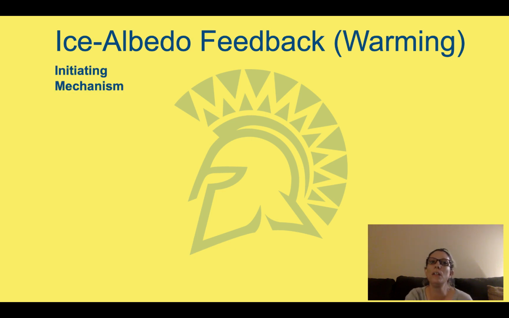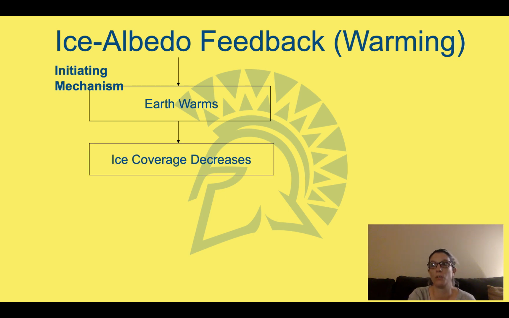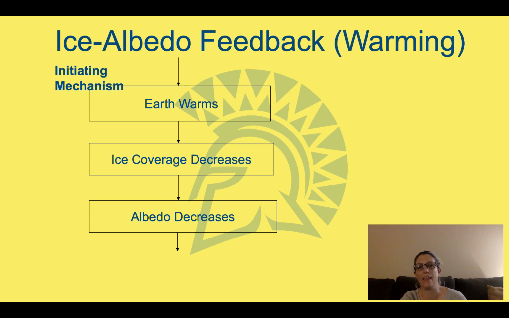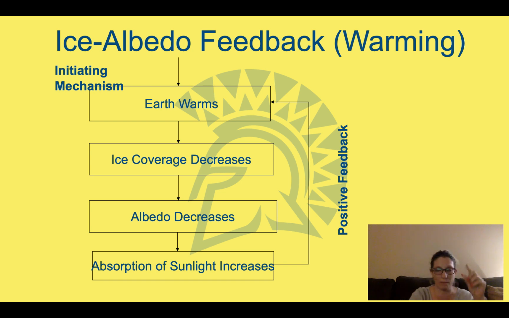Here's another one, which is actually warming, but it's also a positive feedback. Say the Earth is going to warm. On the other side of things, that means the ice coverage is going to decrease, which means the albedo will decrease, which means the absorption of sunlight will increase, and then it'll warm. That keeps it warming, and the ice coverage decreases, the albedo decreases, the absorption increases, and it'll just keep warming and warming. That's another example of positive feedback.